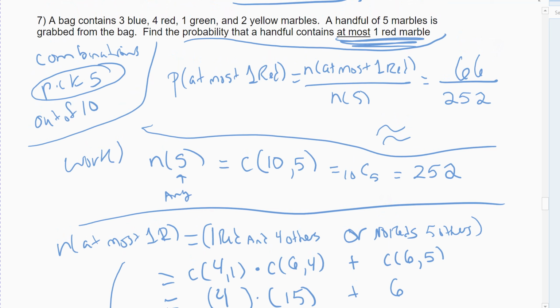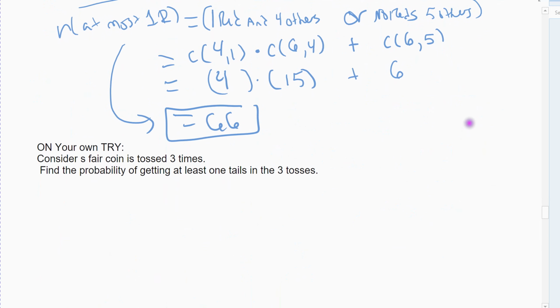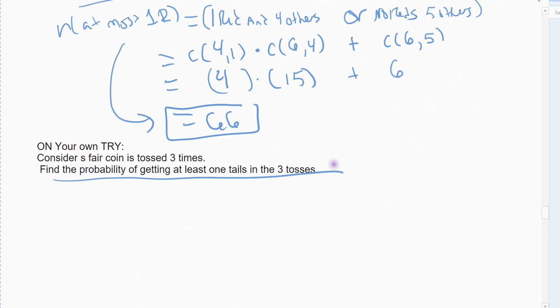66 divided by 252 comes out to be 0.2619. And there's the probability that if I have this particular bag of marbles, I reach in and grab 5 marbles out at a time, I'll get at most 1 red marble about 26% of the time. A 26% chance.